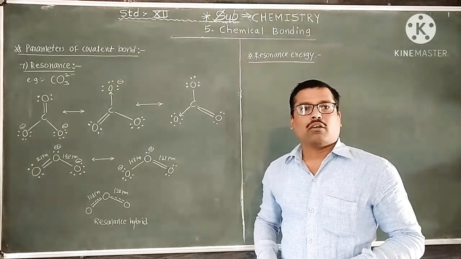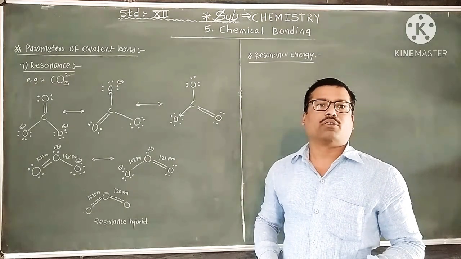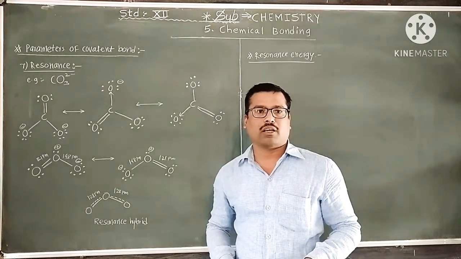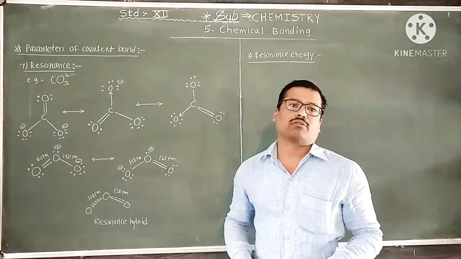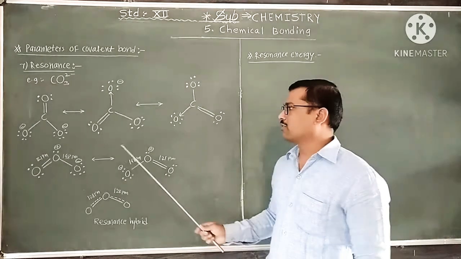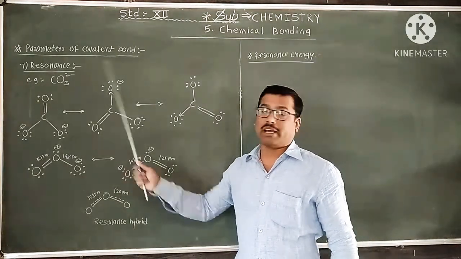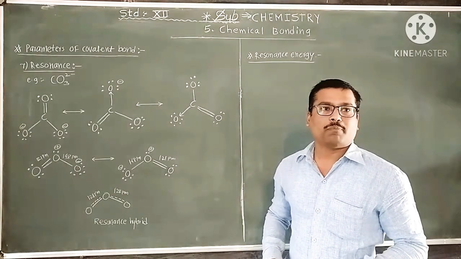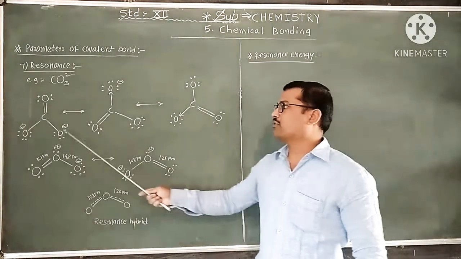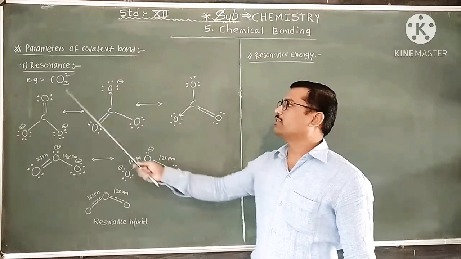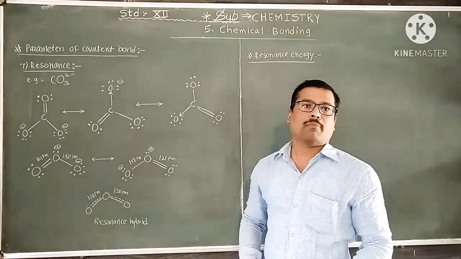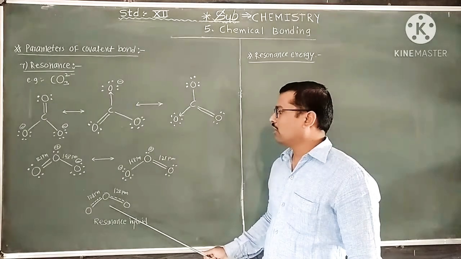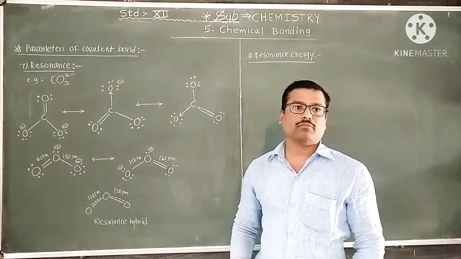The actual structure of CO3 2 minus is a contribution of the three Lewis structures, and it is called the resonance hybrid. The three structures together form the CO3 2 minus structure, and that is the resonance hybrid.